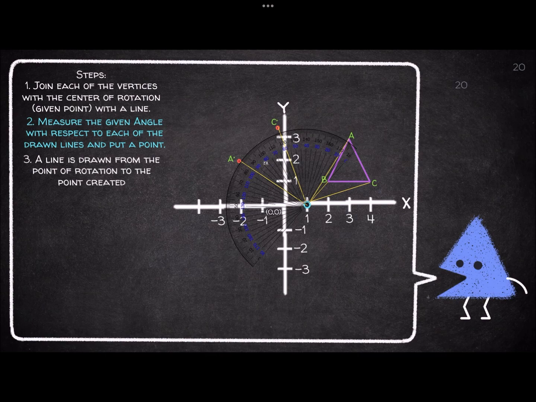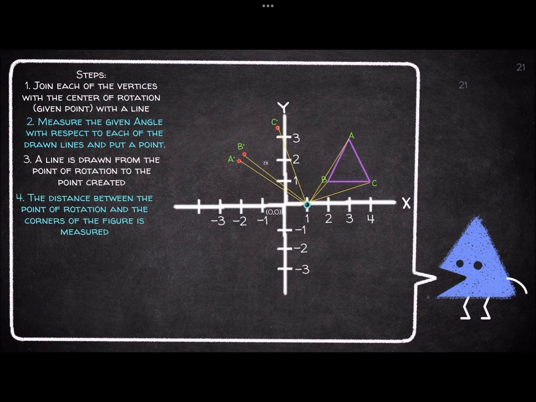Now you have to measure the distance between the point of rotation and the corners of the figure. And you have to put the same distance on the new line and mark it with a dot. For instance, with a ruler, we measure that the distance between the given point and C is 3 centimeters. In the new line, we measure 3 centimeters and we put a dot. And we repeat this with all the lines.